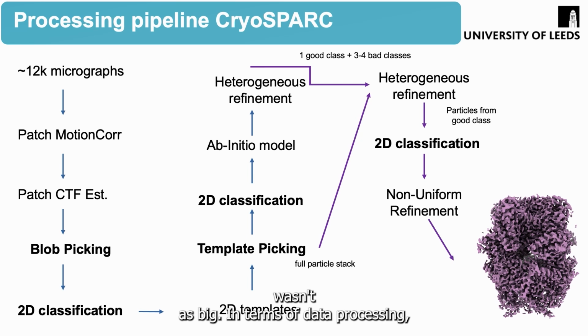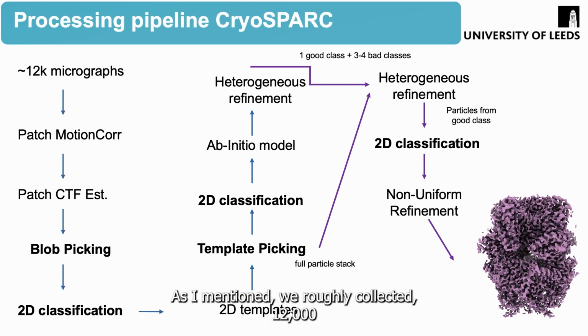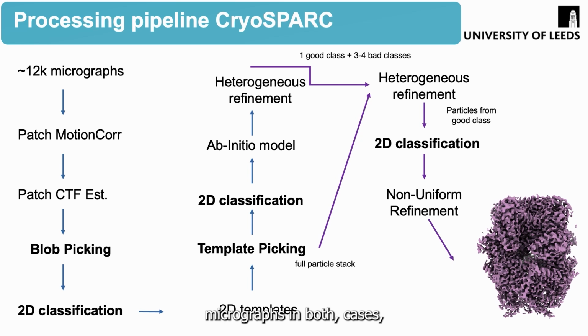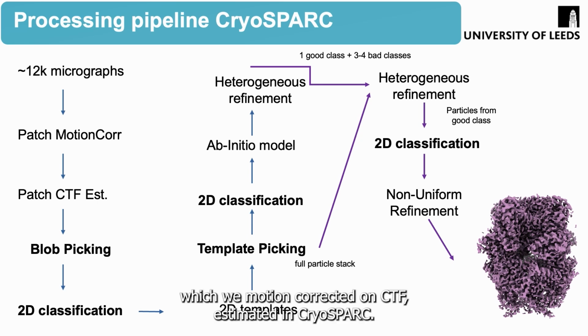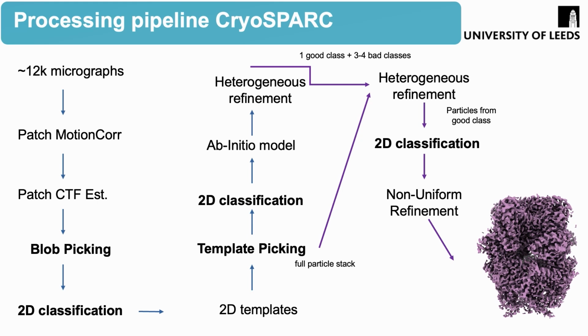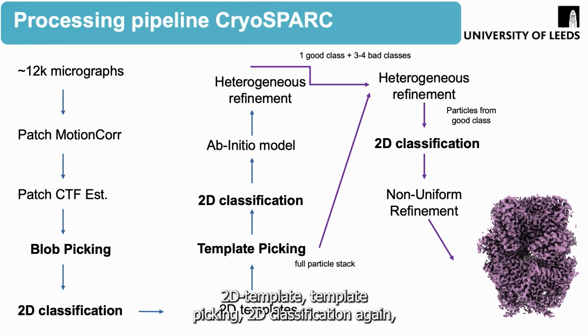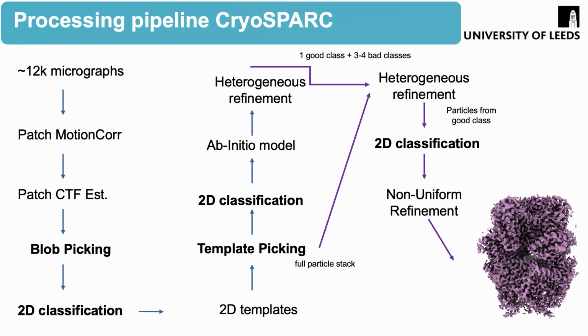In terms of data processing, we did everything in CryoSPARC. As I mentioned, we roughly collected 12,000 micrographs in both cases, which we motion corrected and CTF estimated in CryoSPARC. And the entire workflow is pretty much basic, involving blob picking, 2D classification, selection of 2D templates, template picking, 2D classification again, generating 3D models, and running heterogeneous refinement.